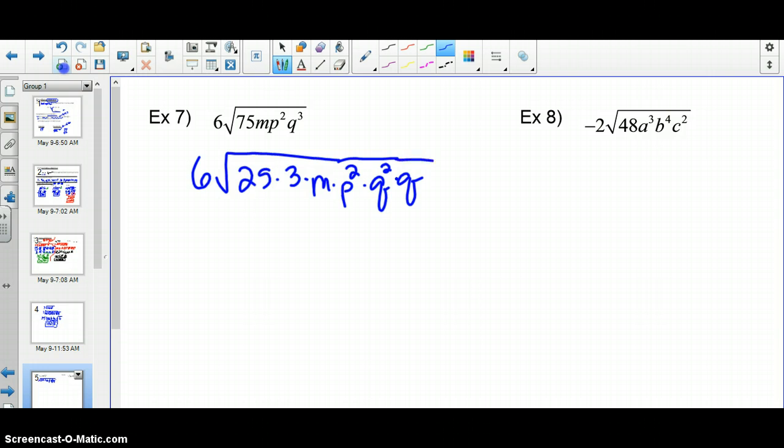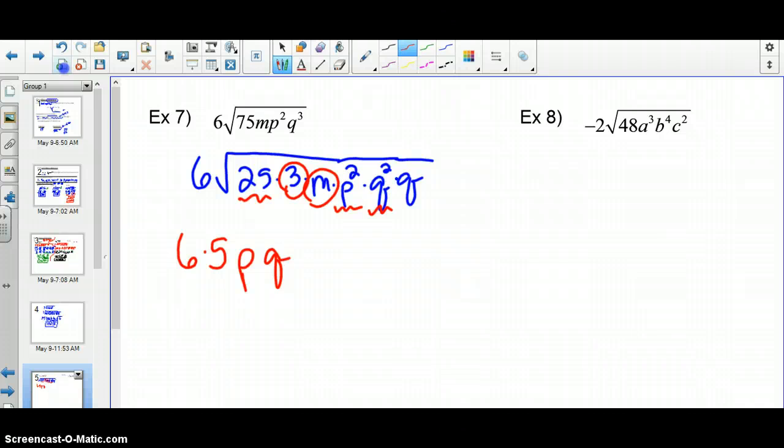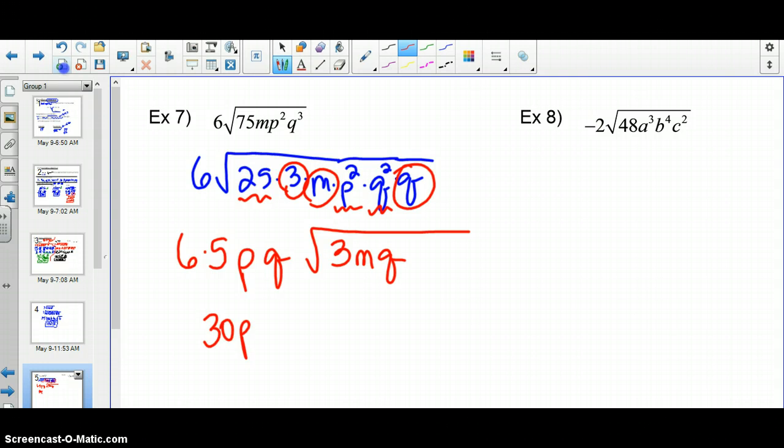The square root of 25 is 5, so a 5 is going to pop out, and the 6 was already there. The 3 has to stay. The m has to stay, because you can't square root m. Nothing's going to pop out. But you can pop out a p, because the square root of p squared is just p. You can pop out a q, but then this q has to stay. So I've got a 3mq that has to stay underneath the radical. So I've got 30pq times root 3mq.